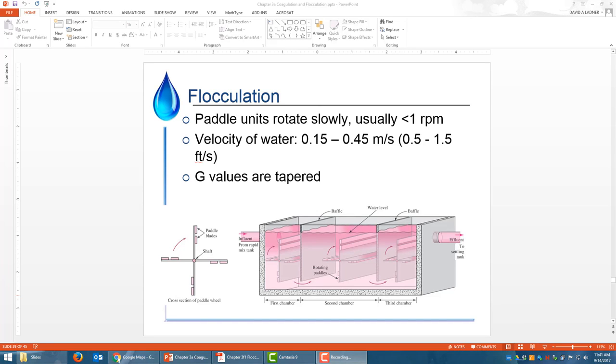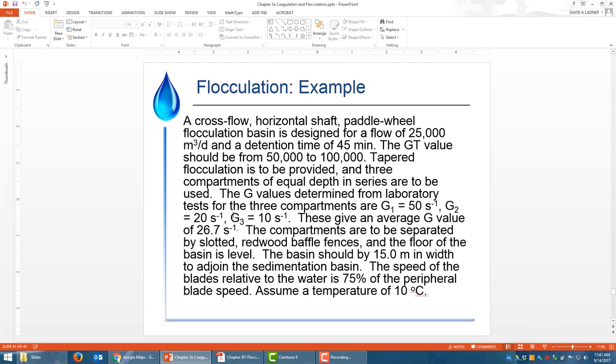This example is all about flocculation. We're going to design something that looks like this picture here, and we're looking at the Chapter 3A, Coagulation and Flocculation PowerPoint slides here. And this is really where the example problem is defined. A cross-flow horizontal shaft paddle wheel flocculation basin.